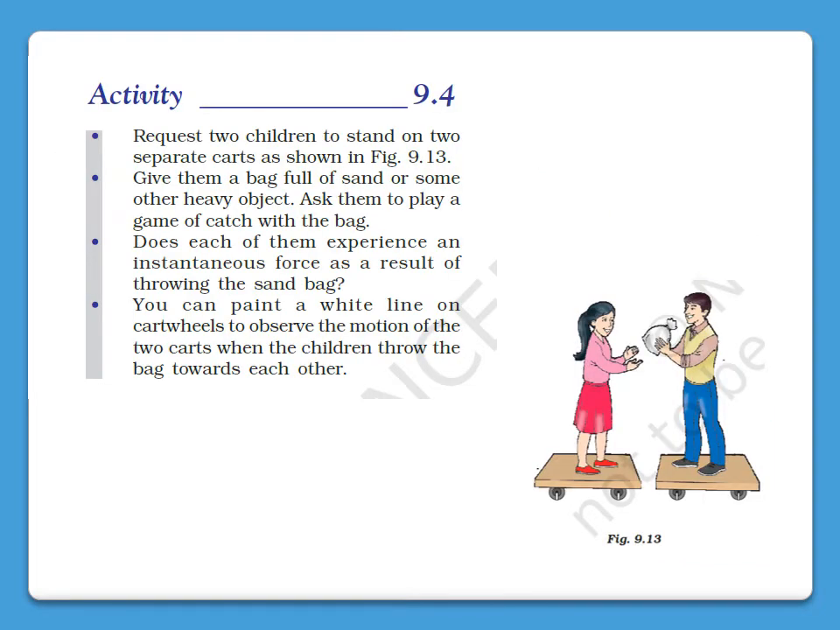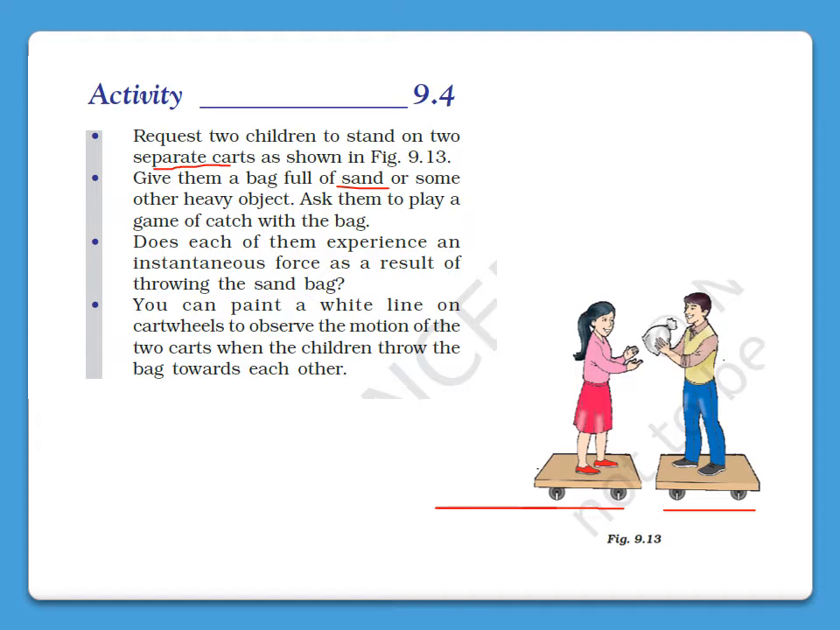This is Activity 9.4 that is given in your textbook. I have taken this activity from your textbook. What is the activity? Let me read it out for you. Two children are standing on two separate carts as shown in the figure. One child is standing over here, cart A, and another child is standing over here on cart B. Okay, and they are having bags that are full of sand or some other heavy object. Now if you ask them to play a game of catching with the bags, what happens at that time?